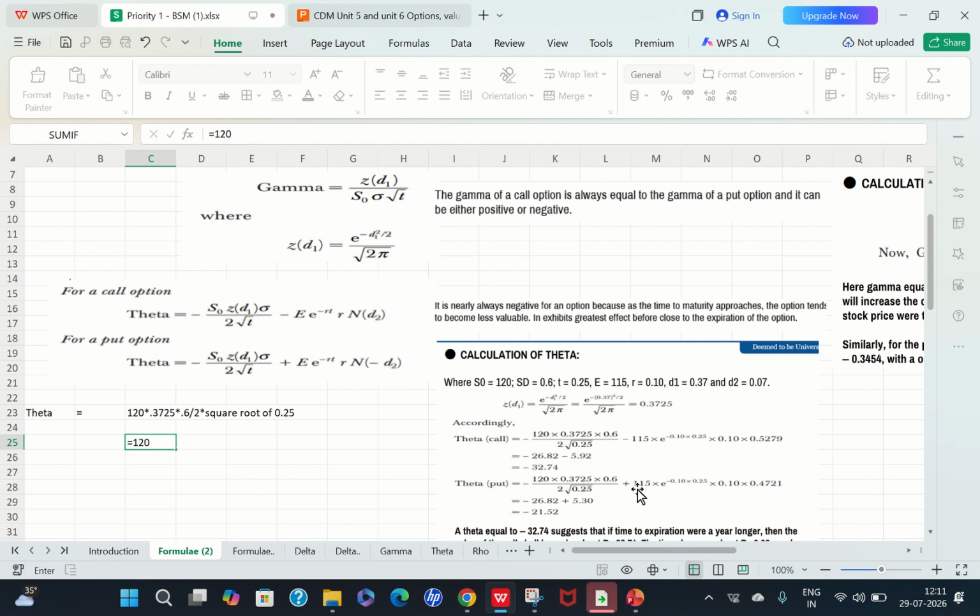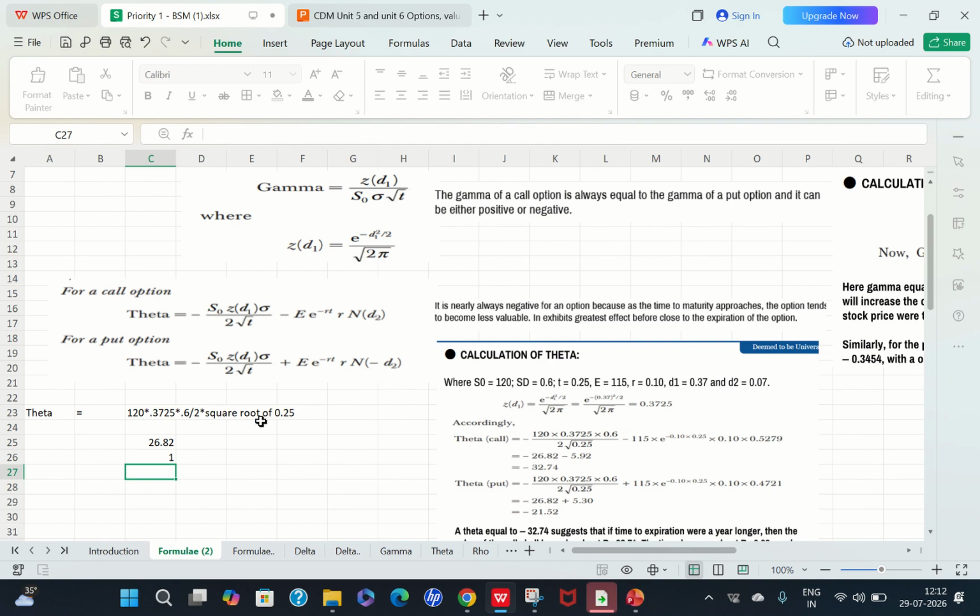So this is 120 into 0.3725. Any doubts? Into 0.6. So this is your numerator. Now the denominator, what you have to do? 2 into root of... What is the square root of 0.25? 0.5. So 26.82 is the value of your first part.